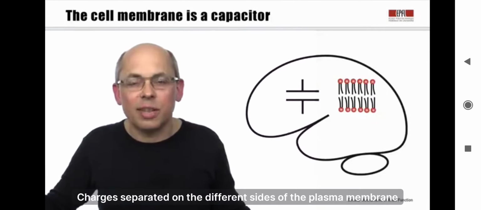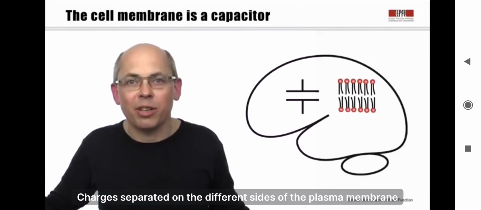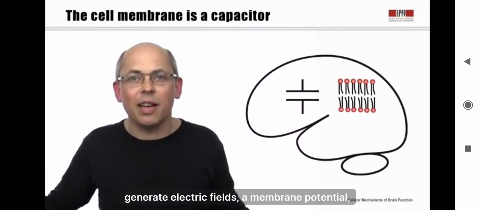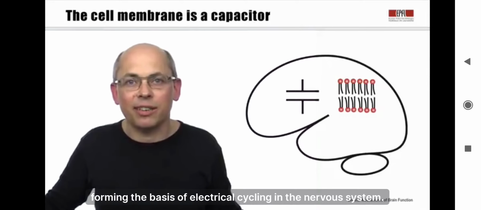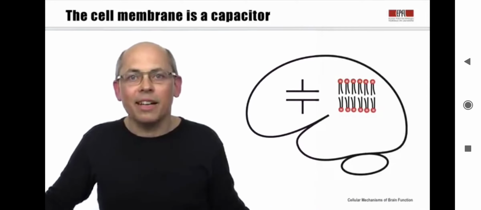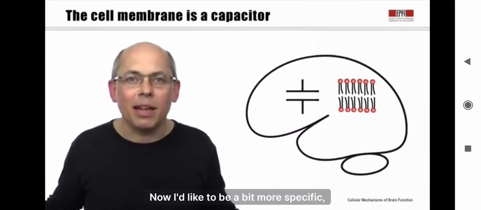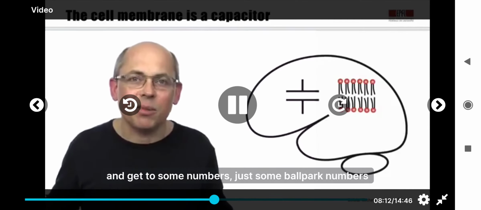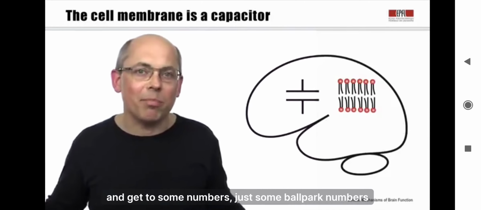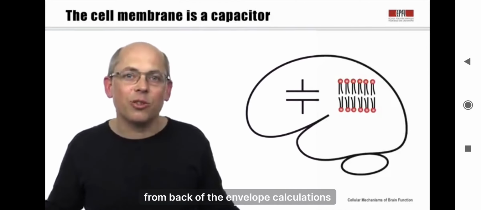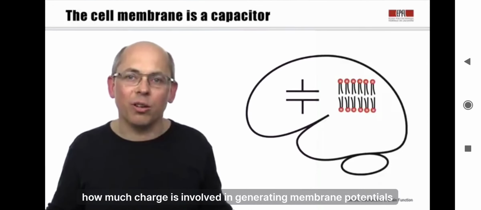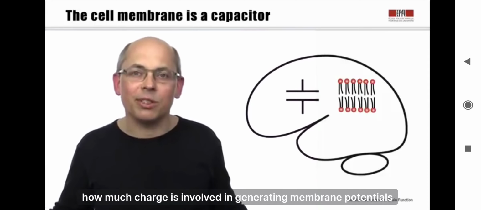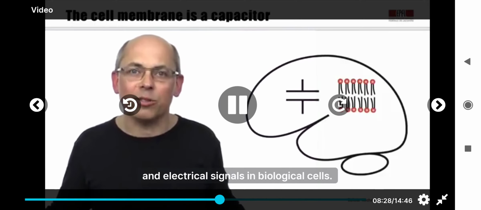Charges separated on the different sides of the plasma membrane generate electric fields, a membrane potential, and this membrane potential is of fundamental importance, forming the basis of electrical signaling in the nervous system. Now, I'd like to be a bit more specific and get to some numbers, just some ballpark numbers from back-of-the-envelope calculations, so that you can see approximately how many ions, how much charge is involved in generating membrane potentials and electrical signals in biological cells.